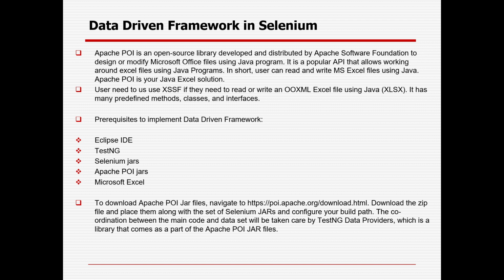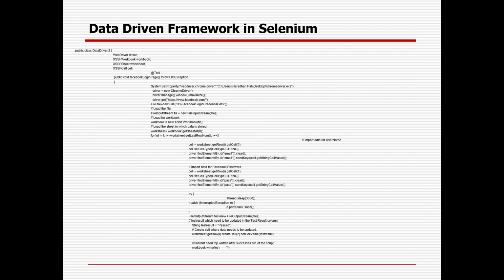So what is required for the data-driven framework? You will first require Eclipse, after setting up the Java part. Then you also require the Selenium jar file, TestNG, the Apache POI jar file, and Microsoft Excel. I already showed you in the last session: at poi.apache.org, download.html, you can download the latest Apache POI jar file. Once you download it, you need to extract it and add all the jar files from the different folders to your project. After that, you can implement the data-driven framework, or write the data to the Excel sheet.